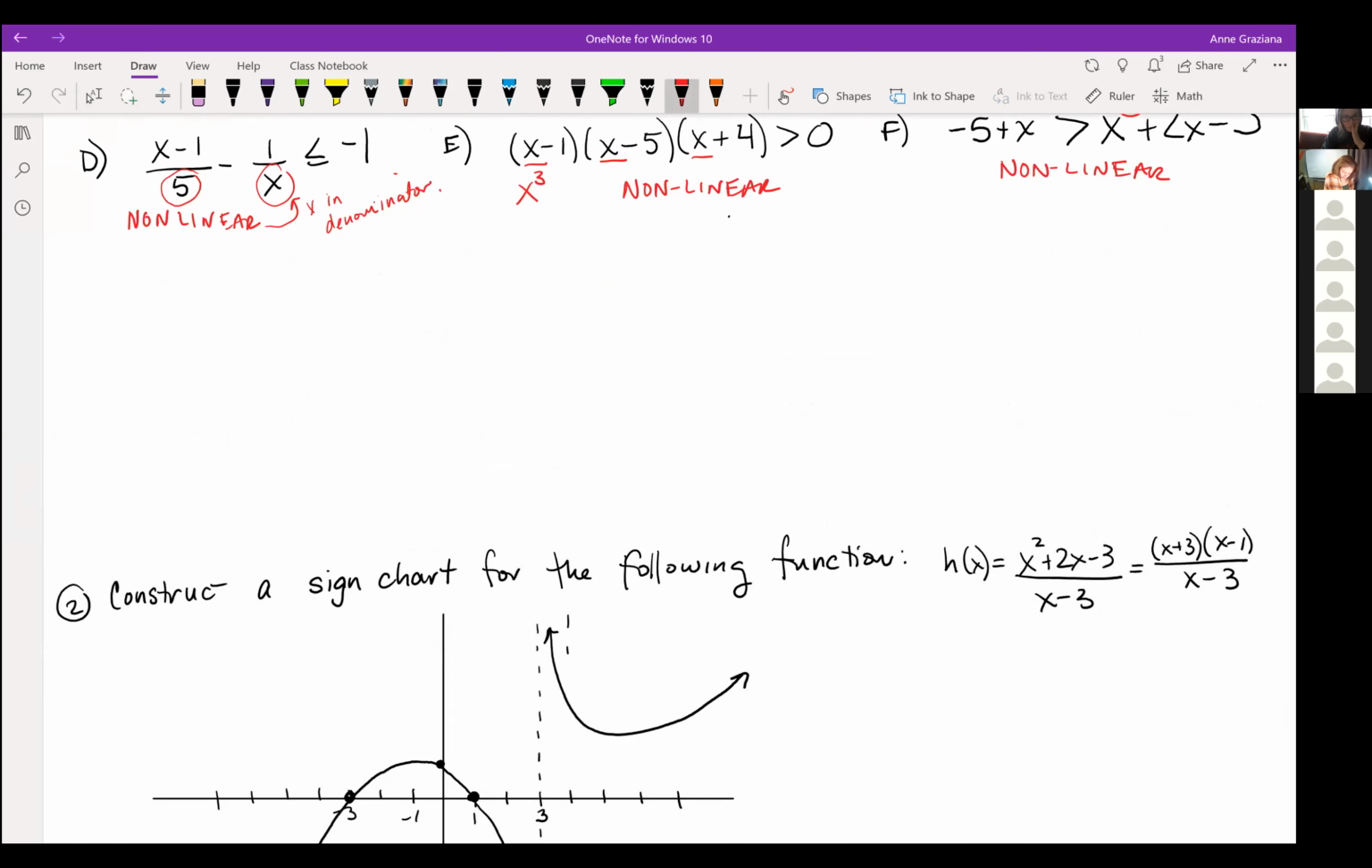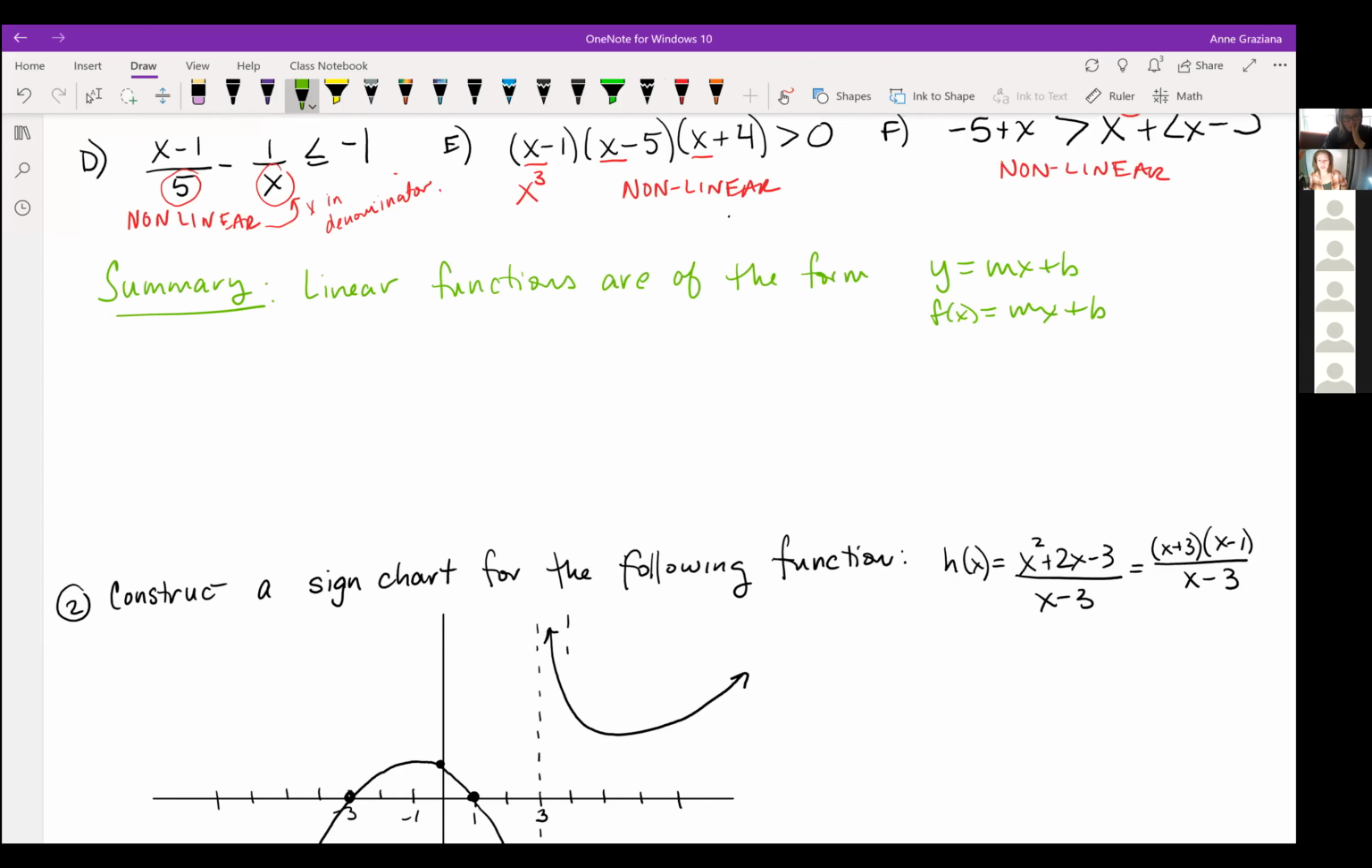So let's summarize here. Summary. Linear functions are of the form y equals mx plus b, or we can write it as f of x equals mx plus b. Meaning I can write it in that way. There's only the power, the highest power is 1.